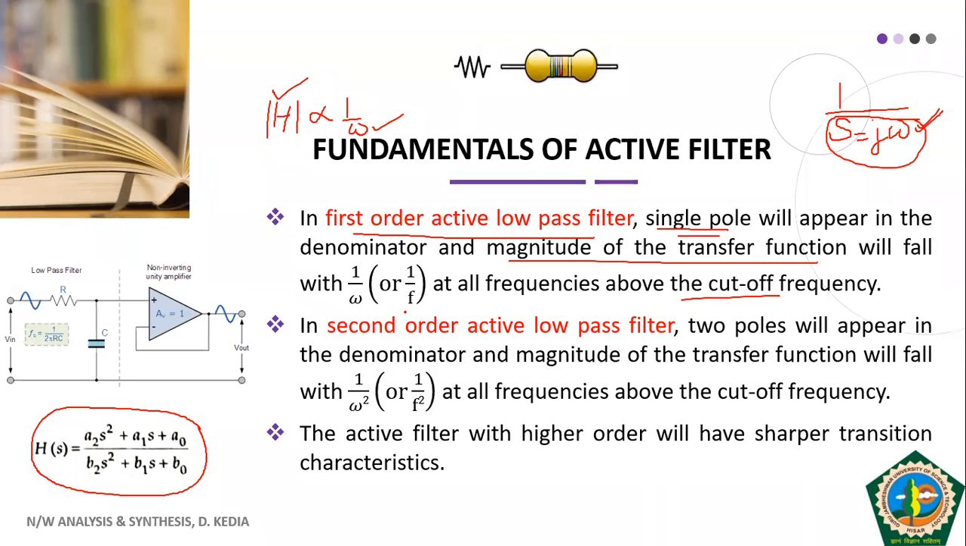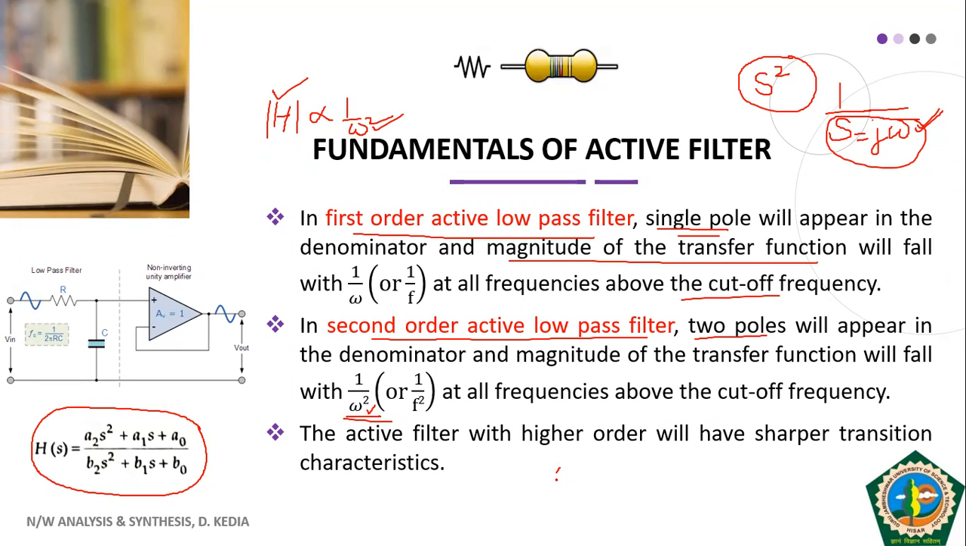Similarly, for the second order active low pass filter, two poles will appear. Two poles means we'll have an s square term in the denominator, and s square means we will have omega square. So we can say that your transfer function will be inversely proportional to omega square, not omega. If it is inversely proportional to omega square, then as omega increases, the magnitude of the transfer function will fall more rapidly or more sharply.